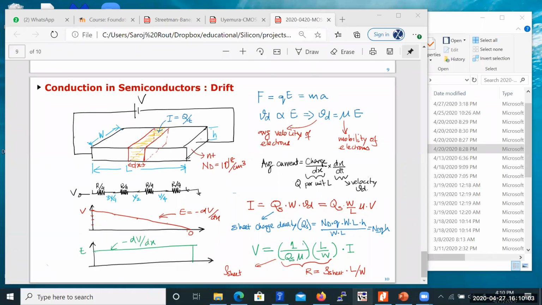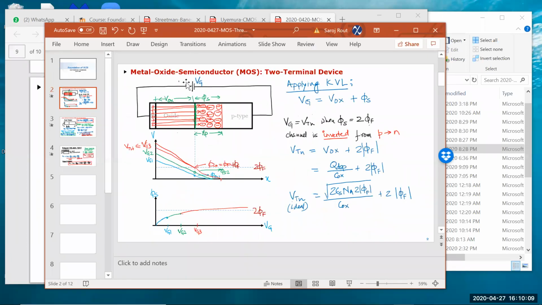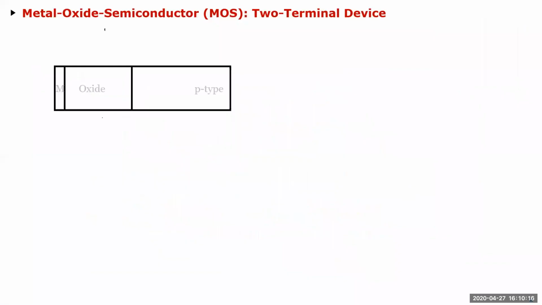Any questions on the MOS operation before I start explaining? We'll start from where we did last time, the threshold voltage. Any questions so far?